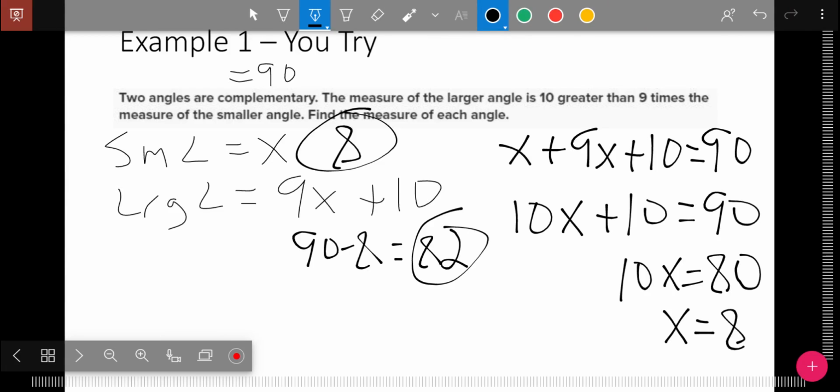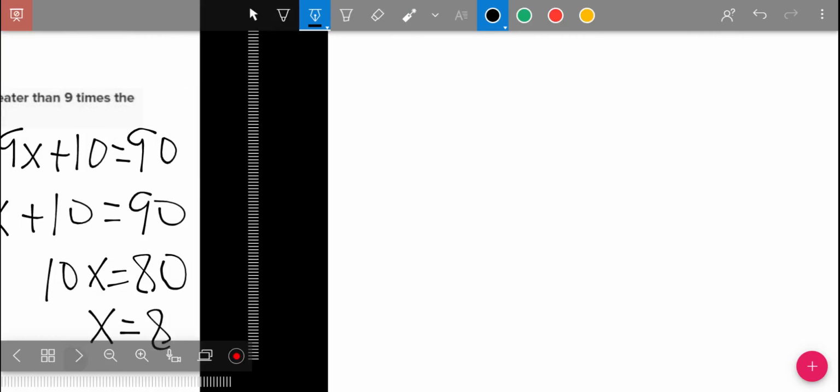Real quick, I guess, before I go on, you'd have the same kind of problem if it said supplementary. Is just you would end it with equals 180 instead of equals 90. And that's important to know because you're going to have that on your assignment.